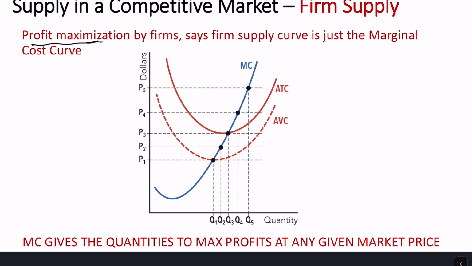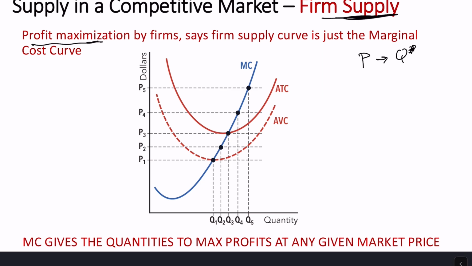A supply curve tells us, at any given price, what quantity the firm is going to want to sell. You can imagine a table or a function where I tell you a price and you tell me the quantity that's going to maximize profits that this firm wants to sell.